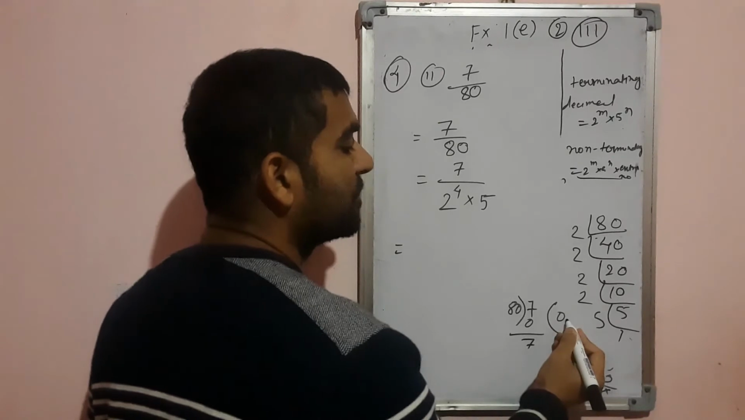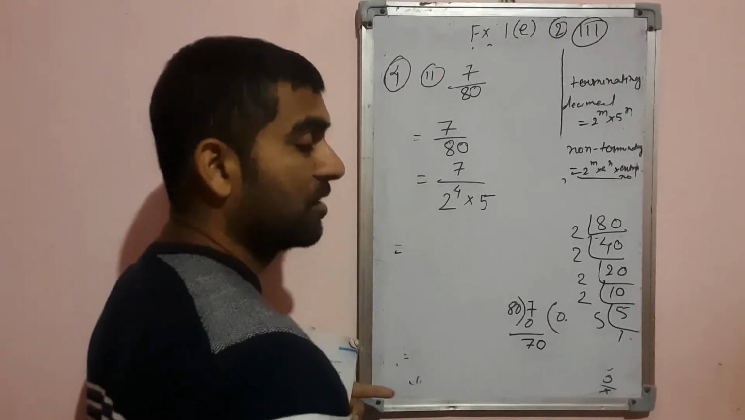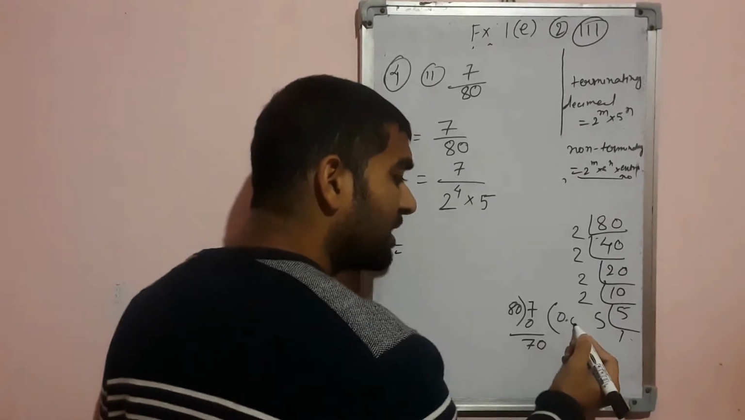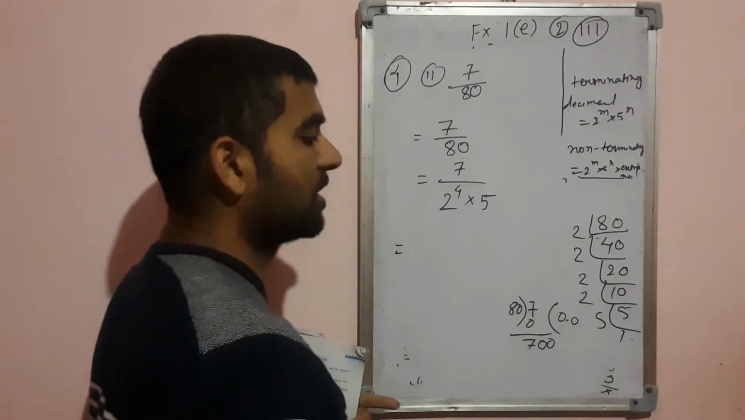Now see, you have to put the point. Once after putting the point, you are getting 0, but again it is small. So you need one more 0. For that we need to write 1 0 here. So you got 7 0 0. How many times now?